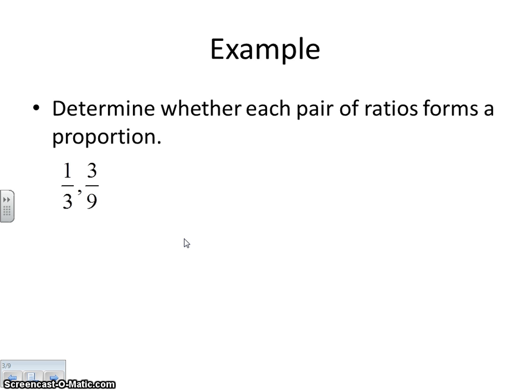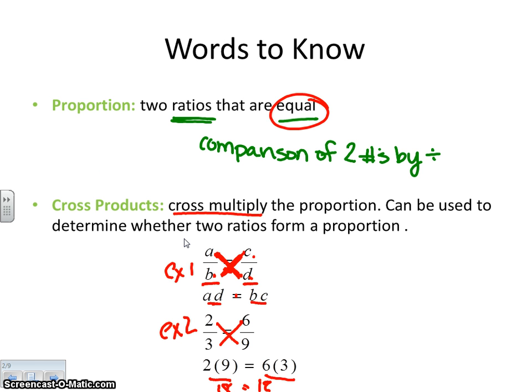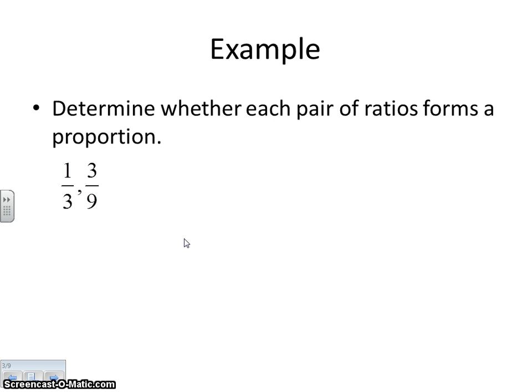For this first example, I want you to determine whether this pair of ratios is going to form a proportion. Remember in our notes before, when it forms a proportion, it means that the two ratios are equal. So I've got 1/3 and 3/9. For some of you, this might be pretty obvious that yes, they are equal, because I'm going to multiply the top by 3 and the bottom by 3, and I'm going to get 3/9.